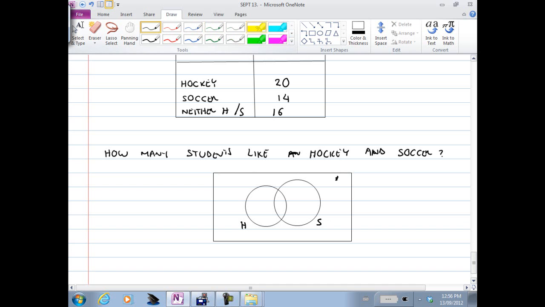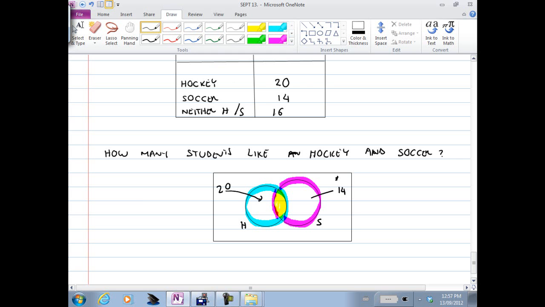Now let's start with this one. They're asking you what goes in here. That's what they're really asking you. How many students like hockey and soccer? 5? I don't know yet. Could be. But they just said that in this whole entire blue circle, this whole entire hockey circle, there's 20 people, everything in there. Everything in that blue circle is 20. Everything in this purple circle, the whole entire thing, is going to be 14.